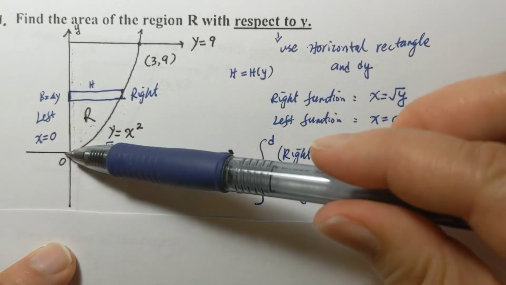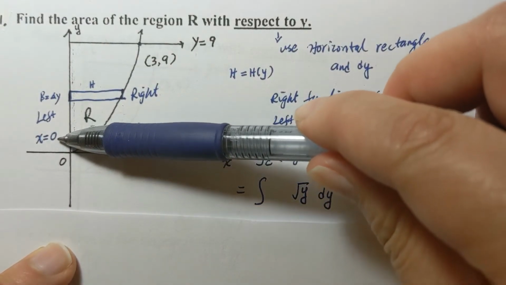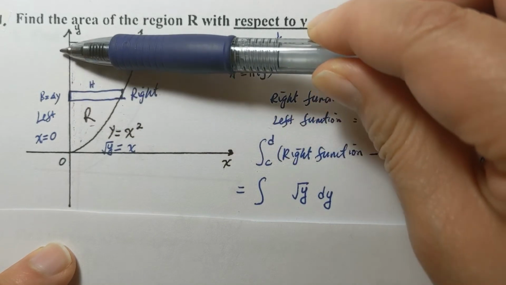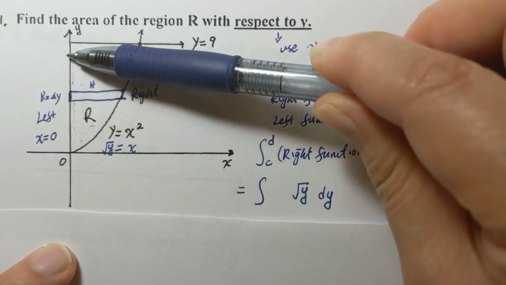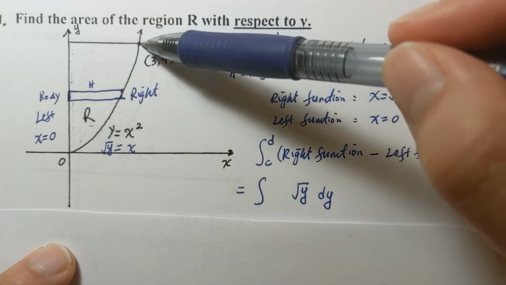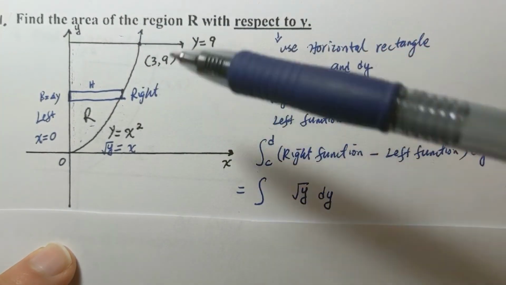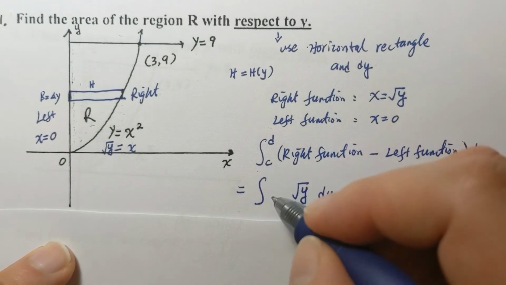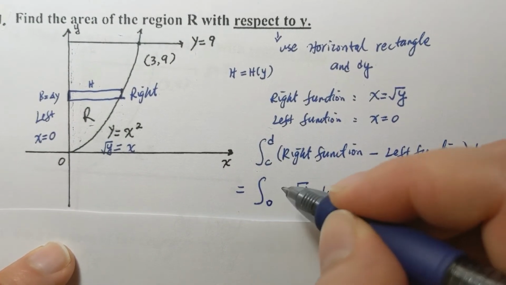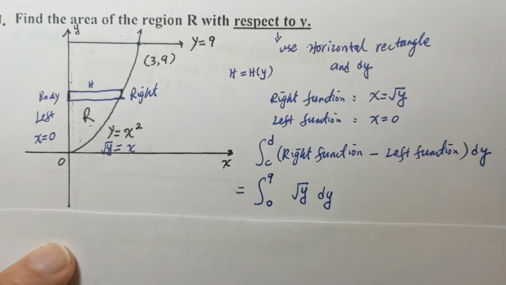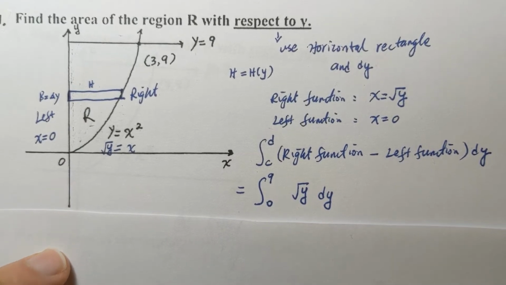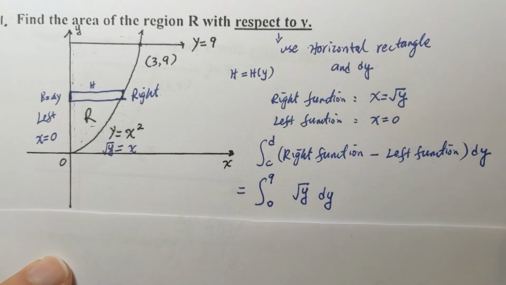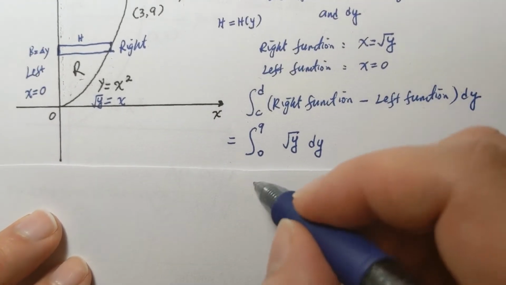So now your rectangles are going to be this. The smallest y value will be 0, and the highest y value will be 9. It's bounded above by 9. So now we are going to go from 0 to 9. Okay, so we are almost there. You already found your integral. The next step we are going to do is evaluate the integral.